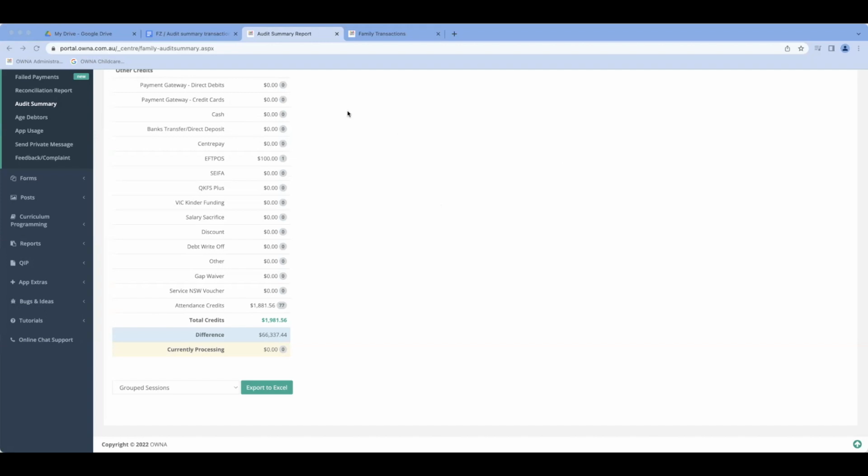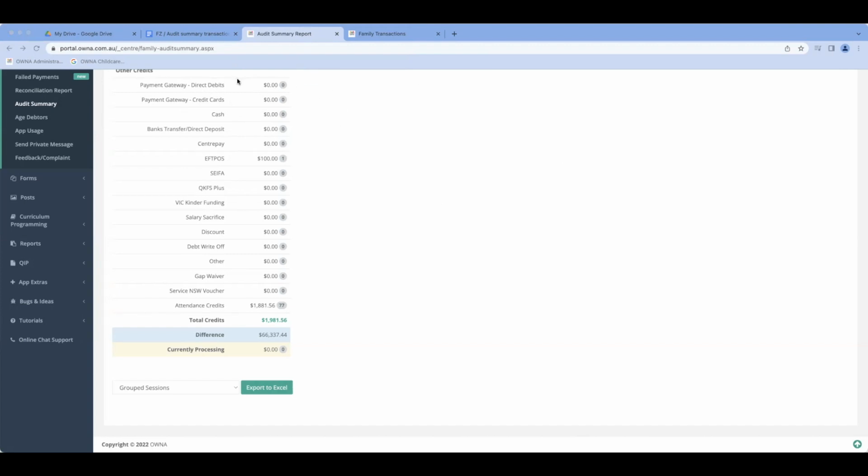And why I suggest that is because you might only want to see which of those transactions are, for example, payment gateway. And usually that is the case because you want to see what you've processed through OWNA and what you've actually received in your bank. So when you open up your report, and I'm sorry, guys, this is not Excel and I can't actually show you what it looks like.